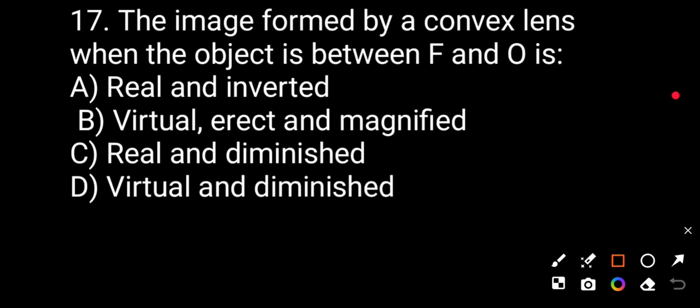Question number 17. The image formed by a convex lens when the object is between F and O is option A, real and inverted, option B, virtual, erect and magnified, option C, real and diminished, option D, virtual and diminished. The correct answer will be B, virtual, erect and magnified.